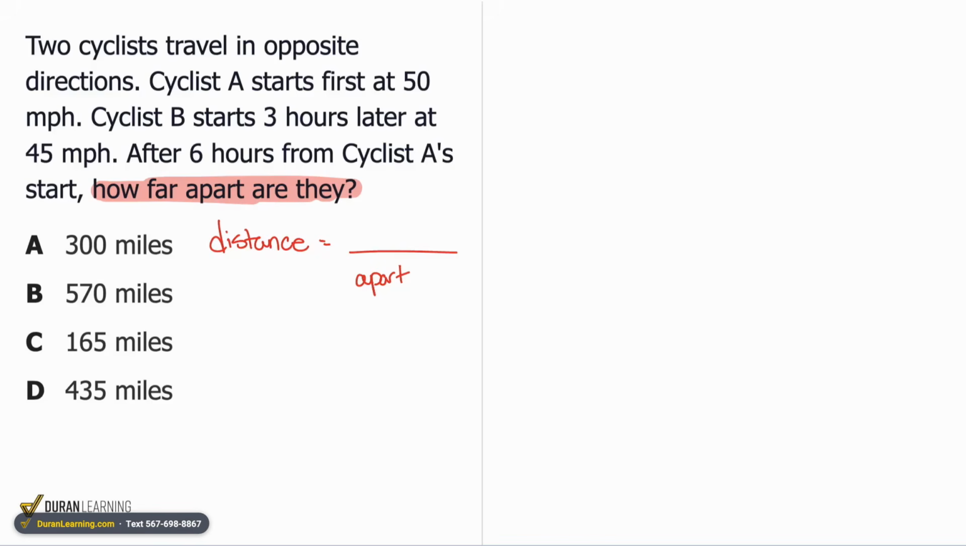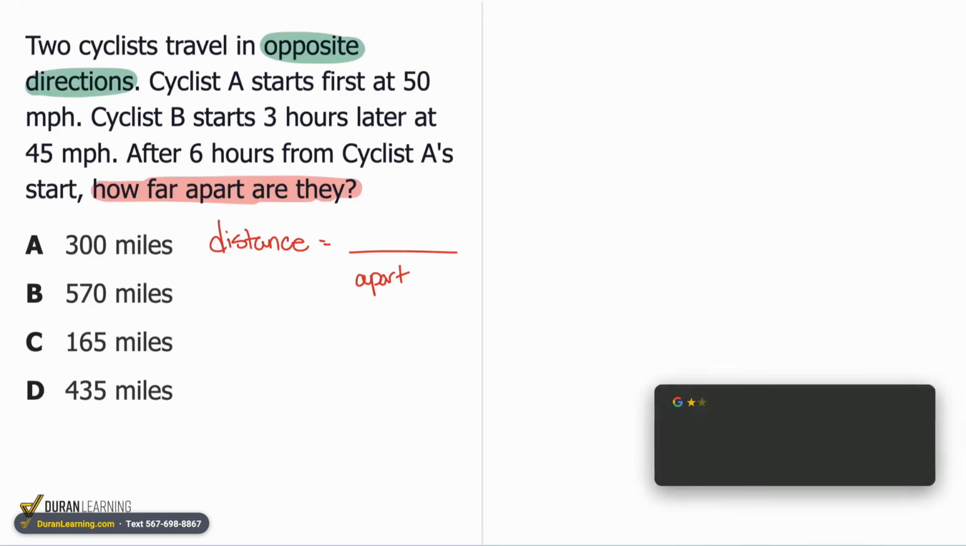We are talking about two cyclists, and they're traveling in opposite directions. Okay, sounds good. Let me go ahead and just highlight that in green. Opposite directions. Everybody, quick question. If we are dealing with objects moving in opposite directions, typically, what do you want to do with those rates or distances if objects are moving in opposite directions?